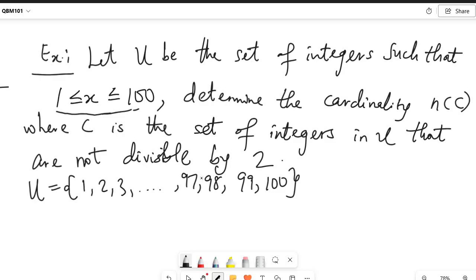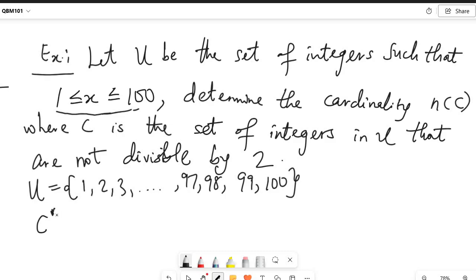So since we know our set U, and we have to just determine the cardinality of C, where C is the set of integers in U that are not divisible by 2. Now, the best way to solve this is first to know the set C prime. Let's look at the set C prime, that is the set that are in U but are divisible by 2. Do we understand that? If C is a set of integers that are in U that are not divisible by 2, do you agree that set C prime would be the set in U that are divisible by 2? Do you understand that?